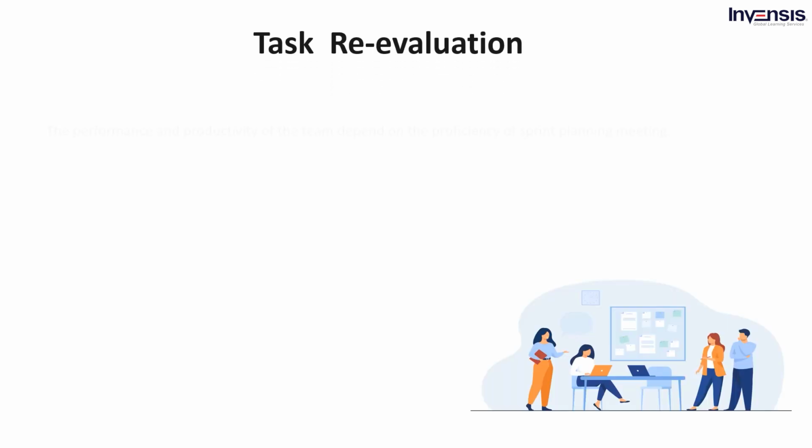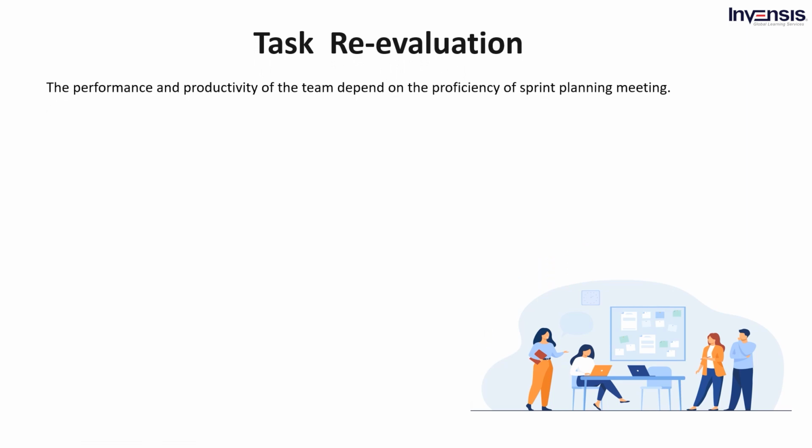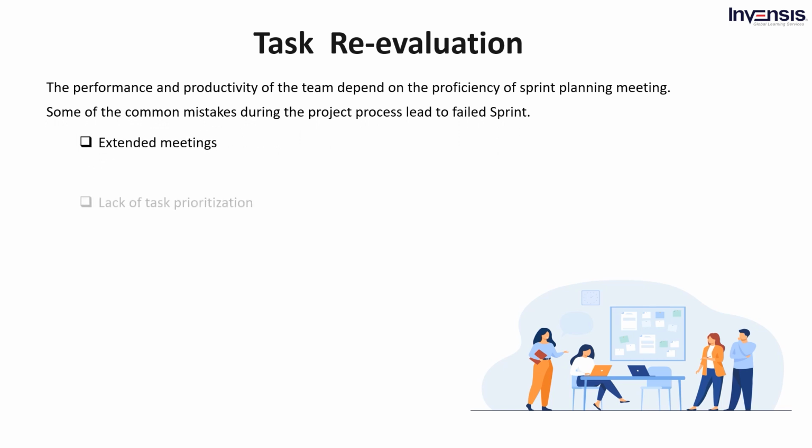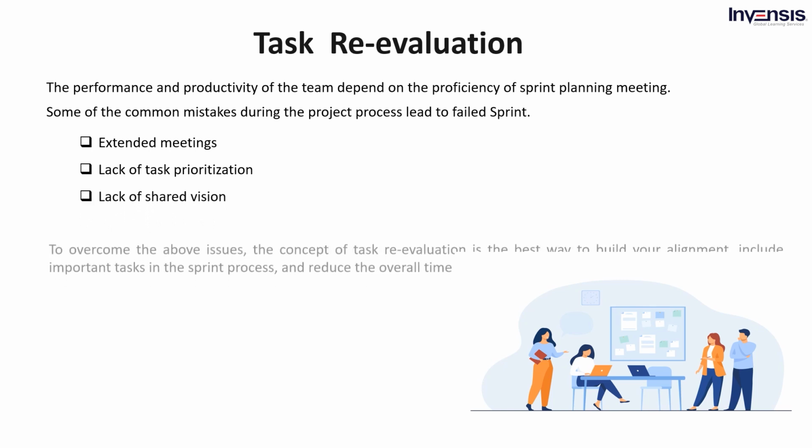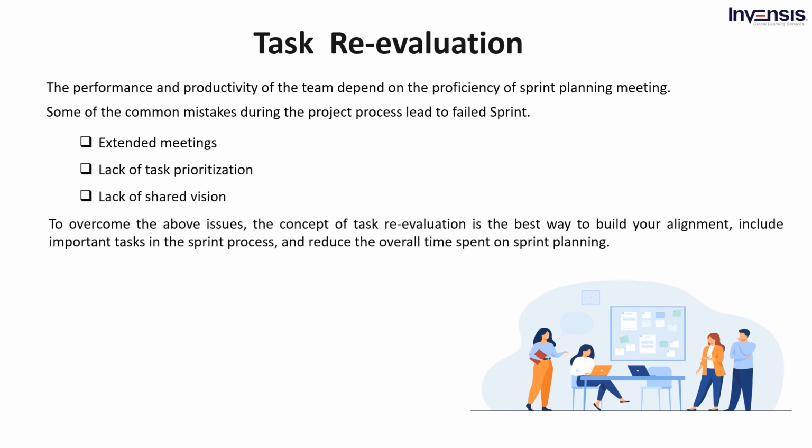This slide explains the task reevaluation concept and its importance. The performance and productivity of the team depend on the proficiency of the sprint planning meeting. Here are some of the common mistakes during the project process that lead to a failed sprint: extended meetings, lack of task prioritization, lack of shared vision. To overcome these issues, the concept of task reevaluation is the best way to build your alignment, include important tasks in the sprint process, and reduce the overall time spent on sprint planning.